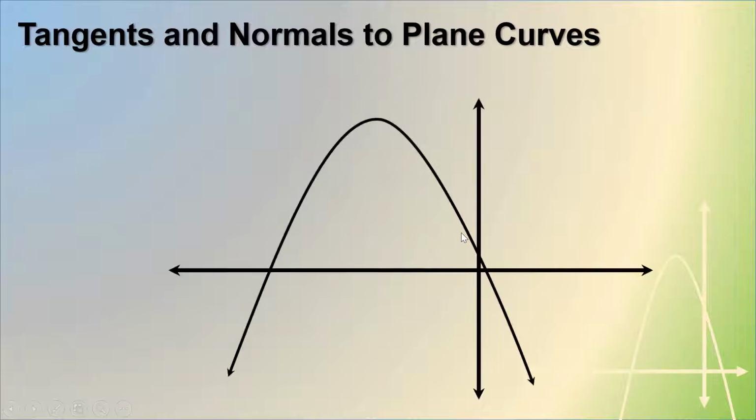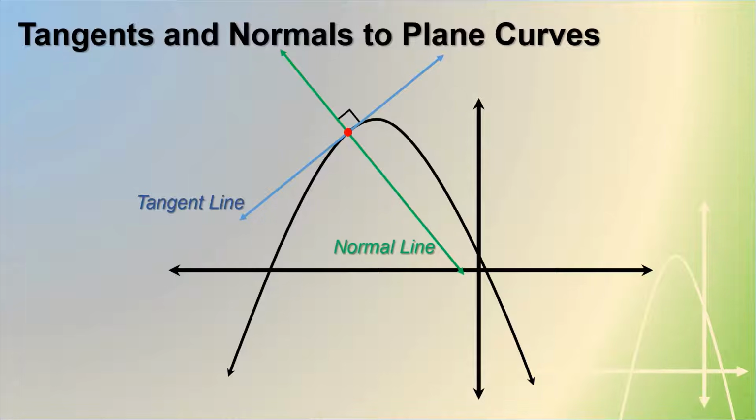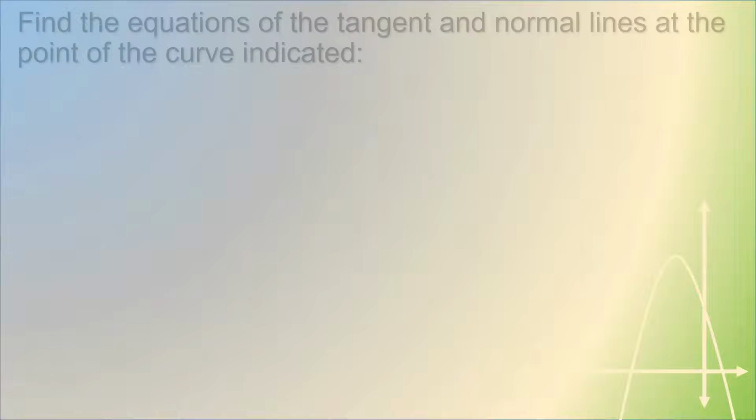So in illustration, para mas maintindihan natin yung concept ng tangents and normals, for example, may isa akong curve and may isa akong point sa aking curve. Ito yung tangent line. The definition of tangent, it is the line that touches the curve at exactly one point only. And the normal line, in contrast, is perpendicular to the tangent line.